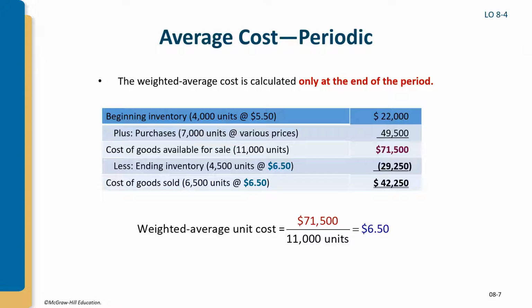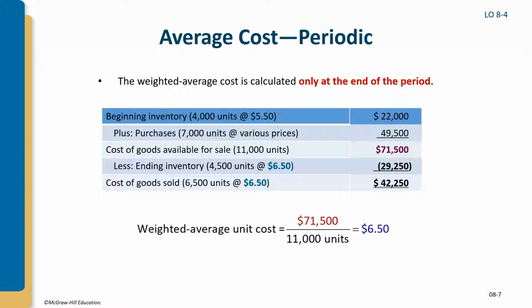Under the weighted average method, we say how much did our inventory, all the stuff we could have sold for the entire year, cost us? Well, the beginning inventory cost is $22,000, and all the purchases during the year, and that's net purchases plus freight in, was $49,500. So if we sold everything, our cost of goods sold would have been $71,500. But we didn't sell everything. We sold 6,500 of the 11,000.